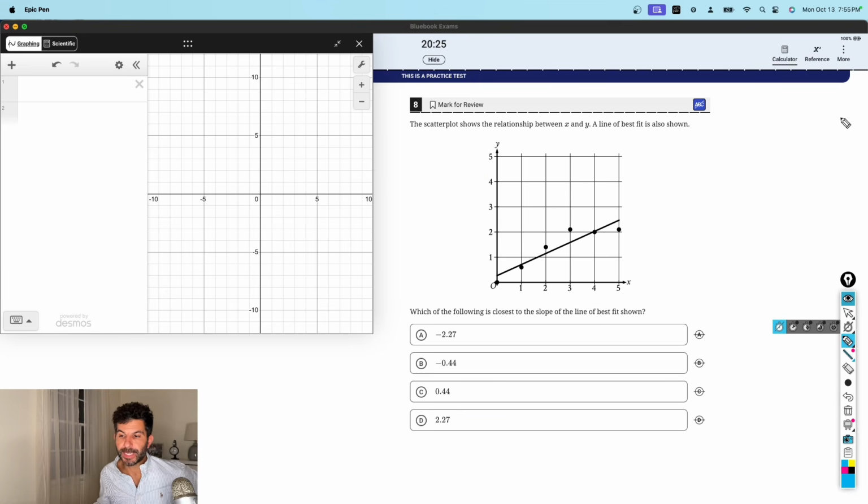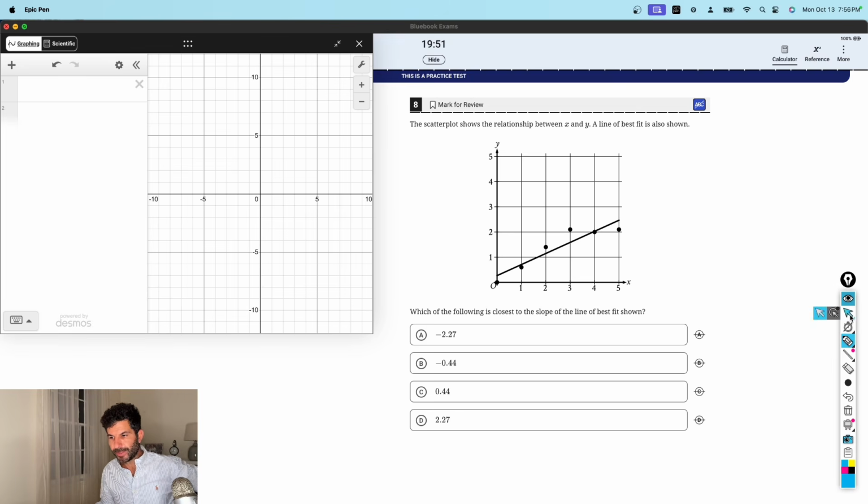Question 8. The scatter plot shows a relationship between x and y. A line of best fit is also shown. So let's talk about this real quick. Points are actual data values. A line of best fit is going to be representative of estimates. Okay, so a line of best fit, you have to understand, is an estimate. It just kind of summarizes what the actual points are. So in this case, it's giving us a graph and saying which of the following is closest to the slope of the line of best fit shown.